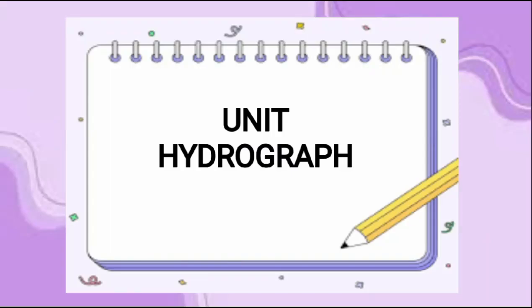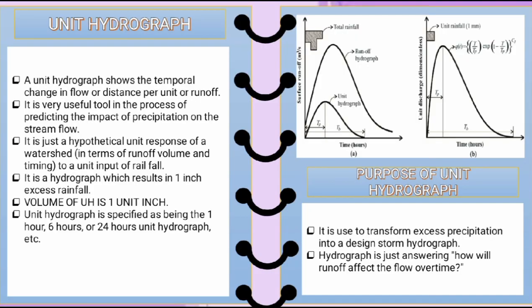So the topic that I'll be discussing is unit hydrograph. First things first, we need to identify what a unit hydrograph is. A unit hydrograph shows the temporal change in flow per unit of runoff. In other terms, it is how the flow of a stream will change over time with the addition of 1 unit of runoff.